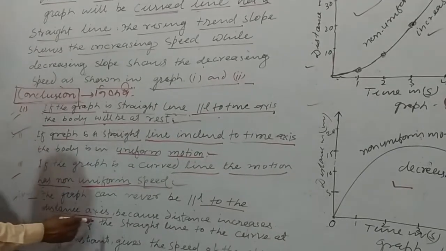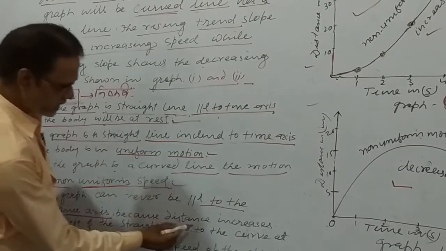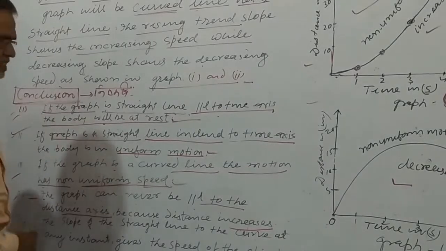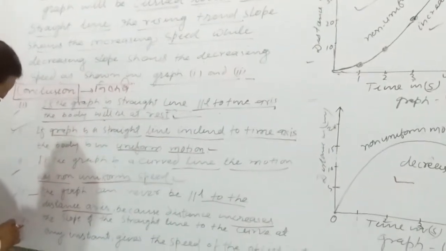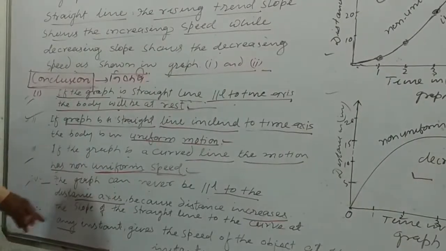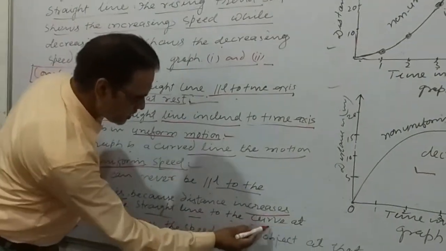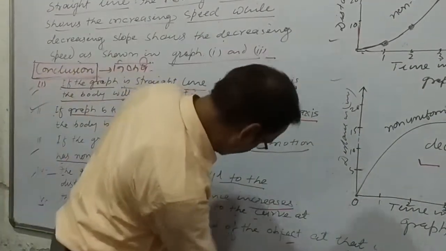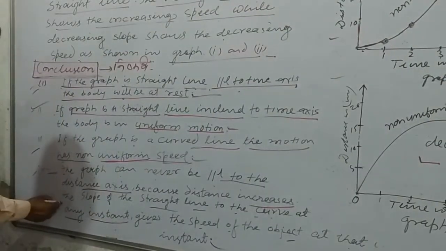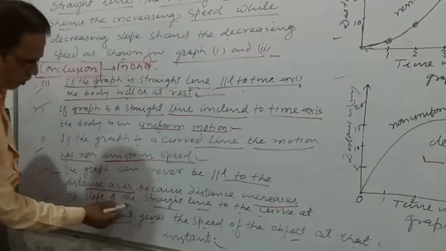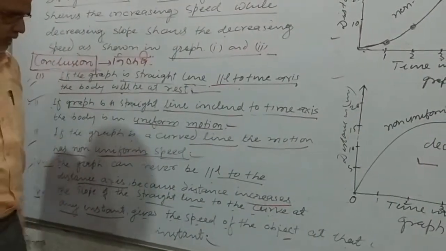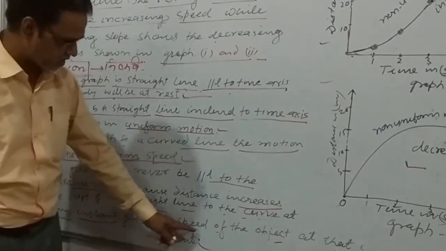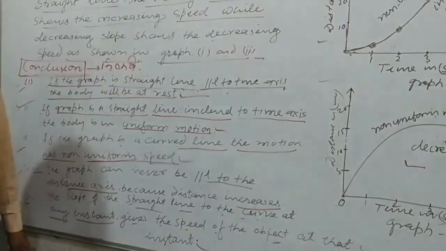And fifth case, क्यों नहीं होता है? Because the distance increases as the time passes। and 5 क्या है? The slope of the straight line to the curve at any instant gives the speed of the object at that instant, okay? 5 point, the slope of the straight line, the straight line का जो slope है to the curve at any instant, किसी भी instant में, so that gives the speed of the object at that instant, understanding?